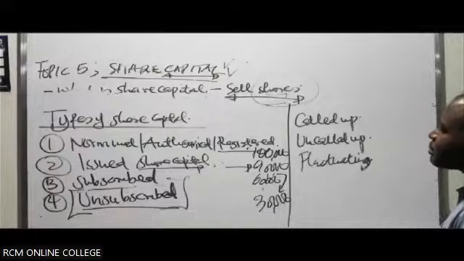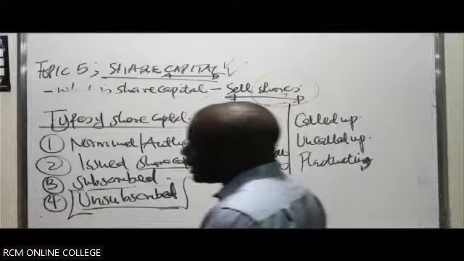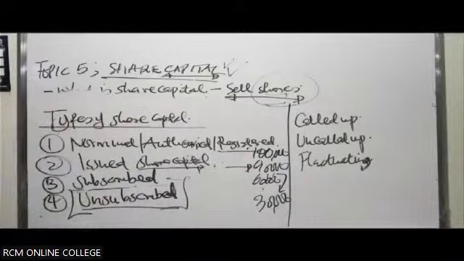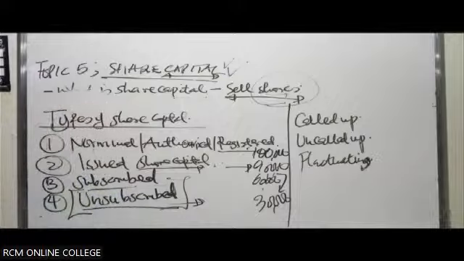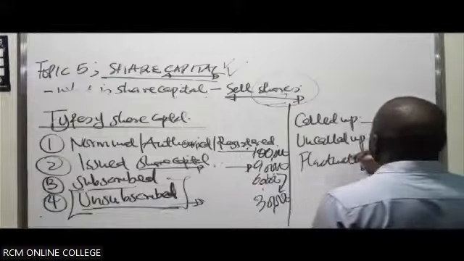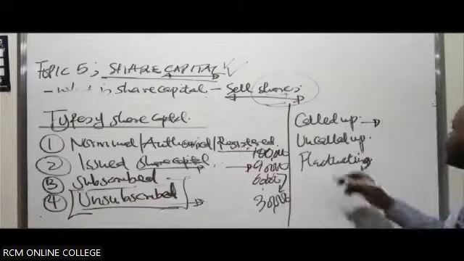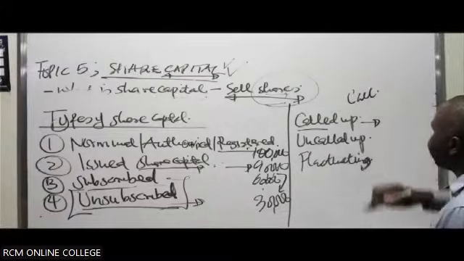So you can have unsubscribed share capital, the part of the share capital which hasn't been applied for on allotment, which hasn't been applied for on an offer. So if you're making an offer, and people don't apply for it, it becomes unsubscribed. Then called up share capital. Called up share capital is basically similar to what we talked about, making a call. Making a call.